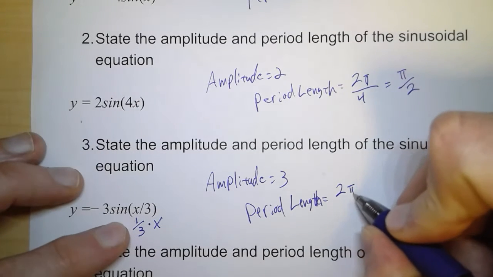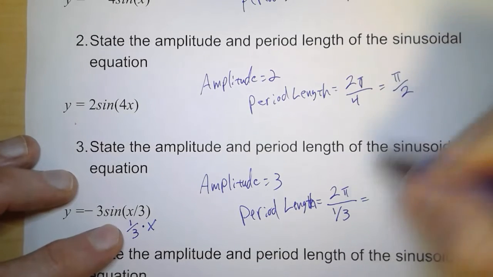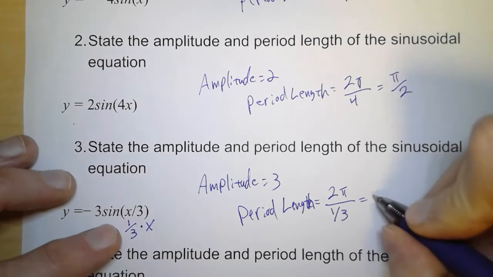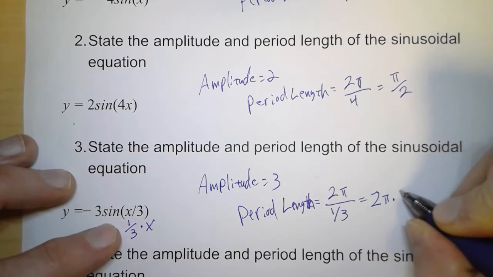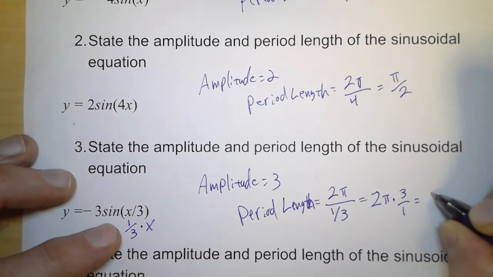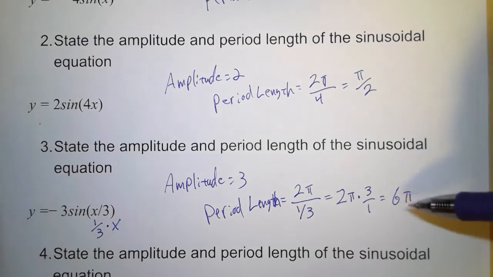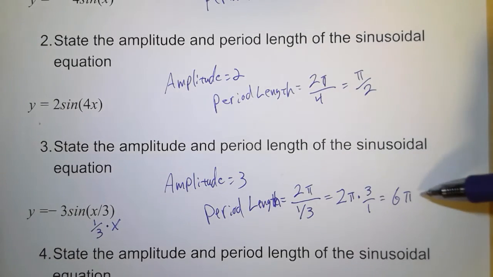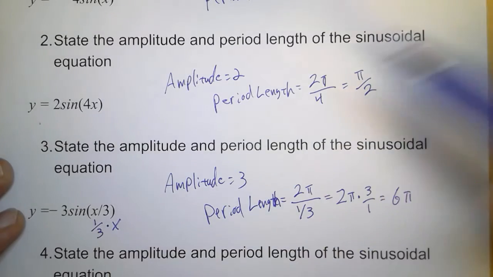So we take 2 pi and we divide by 1/3. And really, we've never divided fractions ever in math. Instead, what we do is we take 2 pi and we multiply by the reciprocal, 3 over 1. So the period length is 6 pi, which makes sense because 2 pi is 1/3 of 6 pi. And that's how much of the cycle we have.